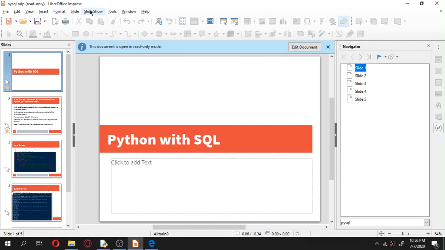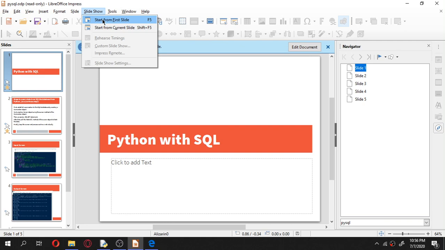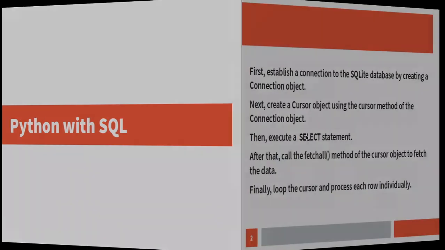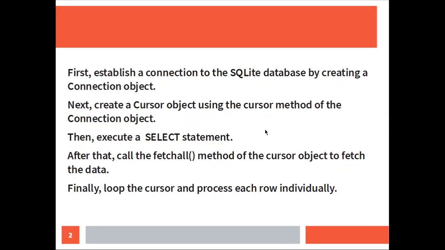Initially, let us see the steps of the program. So how to use SQL? In order to use SQL in a program, we have to follow these steps. So what are the steps? Step 1 is that we have to first establish a connection to the SQLite database by creating a connection object. I'll show the steps in the program. These are all the steps to follow theoretically.